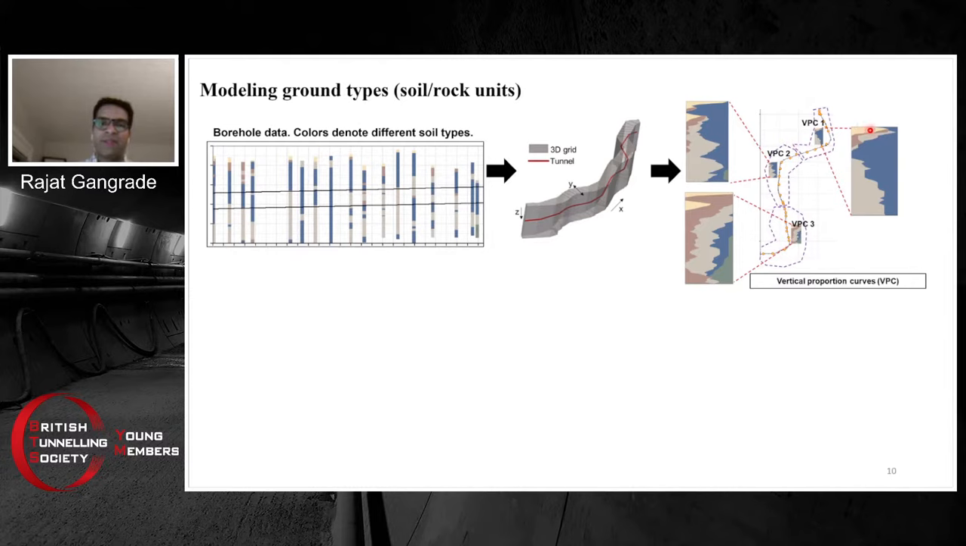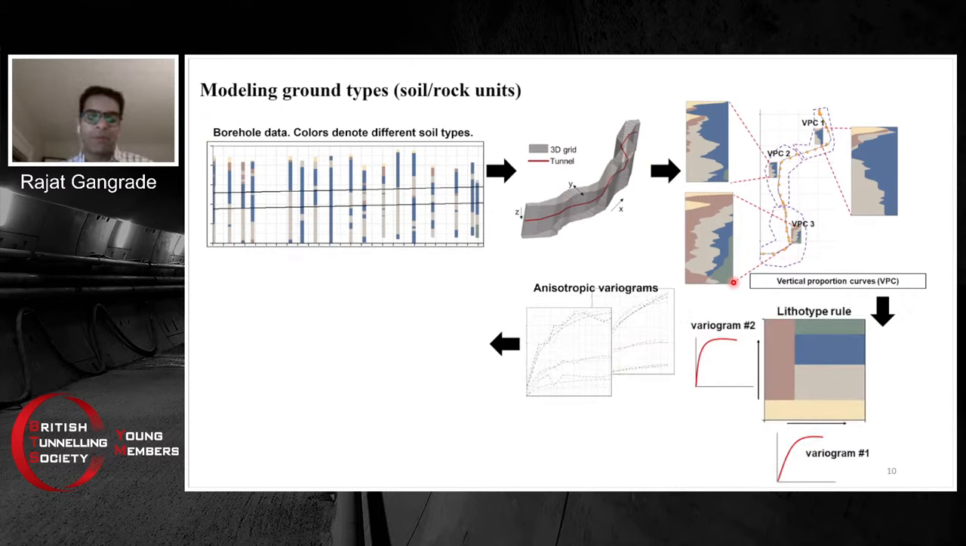Obviously, you can see a difference in the yellow, a difference in the blue. And there is an obvious difference in the green. The green doesn't exist towards the north over here, but does exist towards the bottom end of the tunnel alignment. So it's important to quantify the vertical variability of the soil types and how those vertical proportions stack up when it comes to the whole complete alignment.